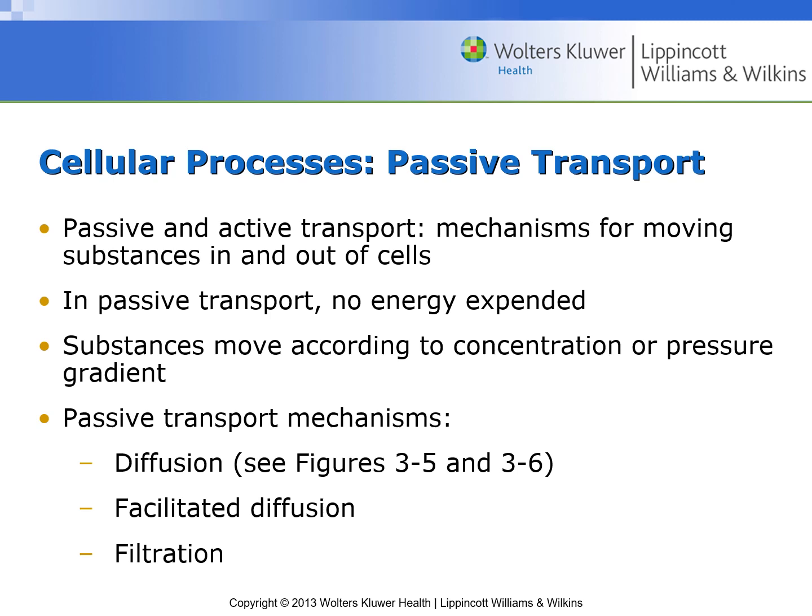Now let's consider the cellular processes, beginning with passive transport. Passive and active transport are the mechanisms for moving substances in and out of the cells. In passive transport, no energy is expended. Substances move according to concentration or pressure gradients. Passive transport mechanisms include diffusion, facilitated diffusion, and filtration.